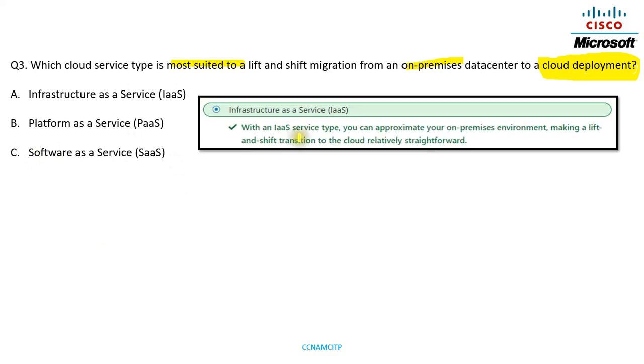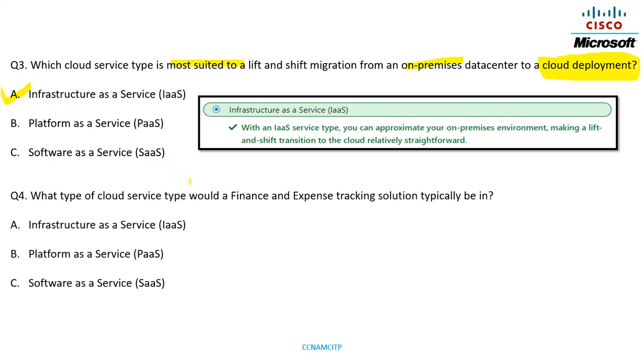Why? Because with infrastructure as a service, you can approximate your on-premises environment, making a lift and shift transition to the cloud relatively straightforward. So PaaS is not your answer, software as a service is not your answer. Your answer should be infrastructure as a service.